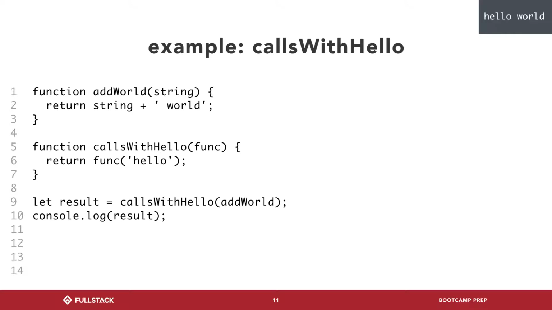Okay? So when I execute line 9, I execute callsWithHello. func becomes addWorld, and so on line 6 there, I execute func, which means I execute addWorld. I pass in this string called hello, right? Which is the same as making this string equal to hello. So addWorld, when I execute it, says hello plus world, which gives me hello world. And what do I do with it? I return it, right? I don't print it to the screen, or at least this is a bad example here, but I don't print it. That comes from down here.